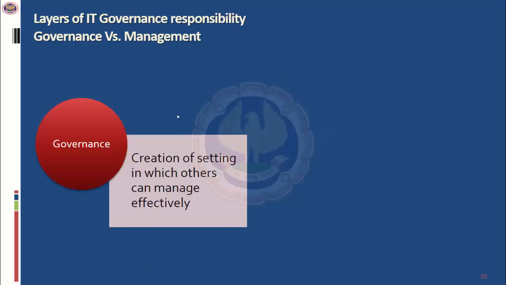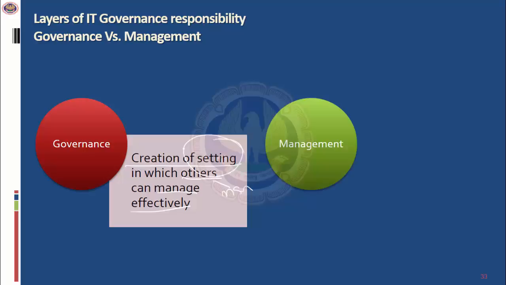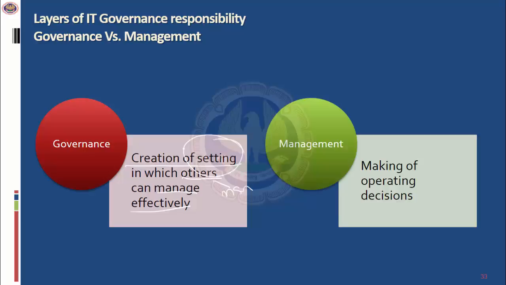Now, this slide should give you clarity on the distinction between governance and management. Governance is all about creation of a setting in which others, who are these others? This is the management, and they can manage effectively. Which means governance is all about creation of the right environment, which means at the top management, you set the right organization structure, you set the right policies, based on which the management will implement and make the operating decisions and make things happen.